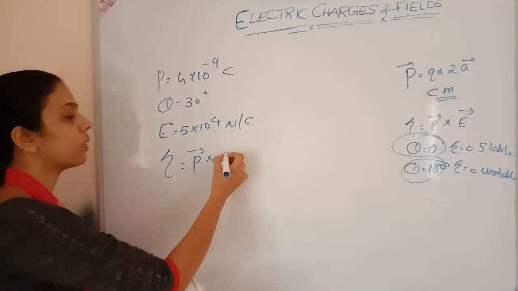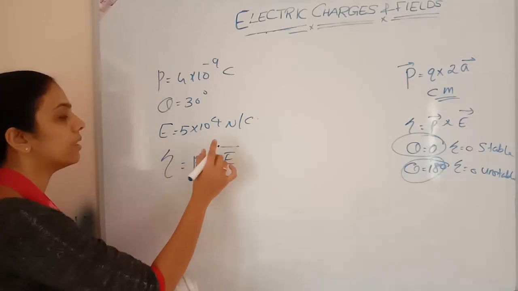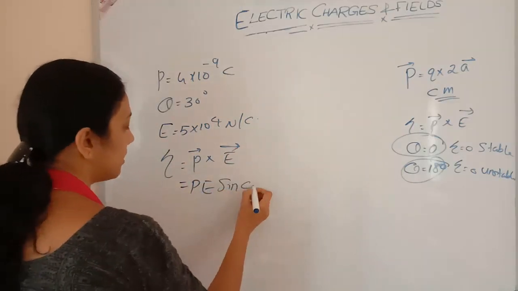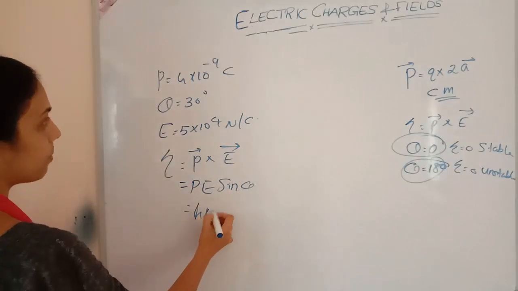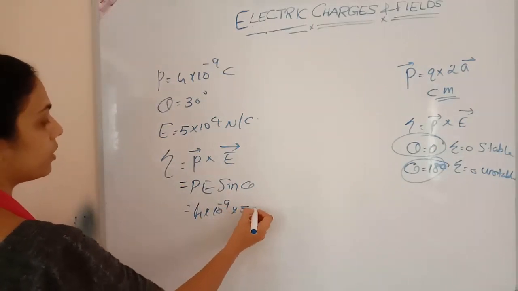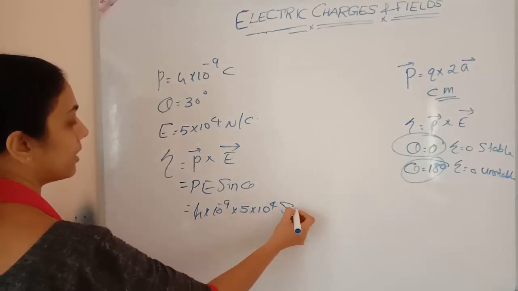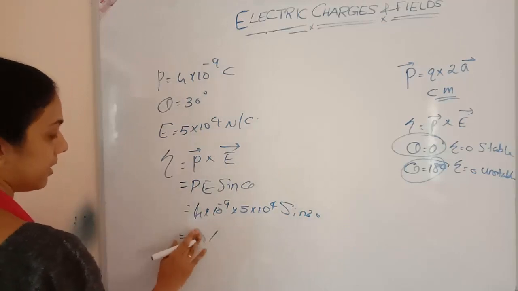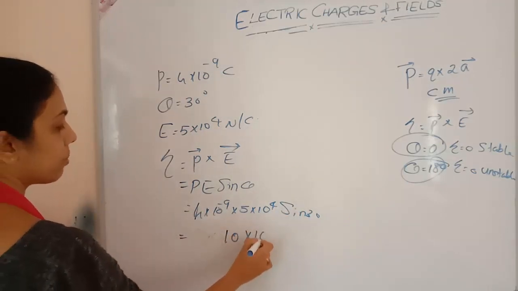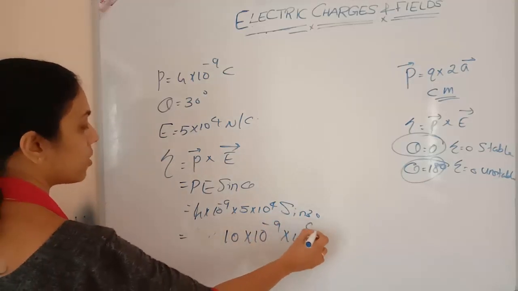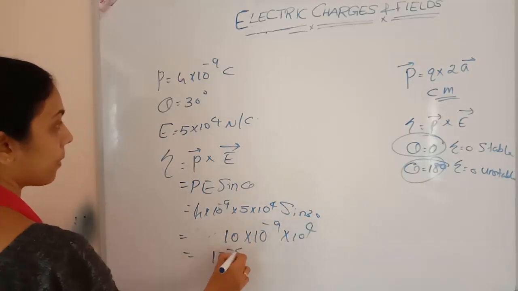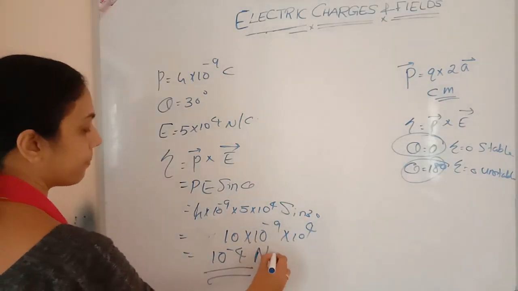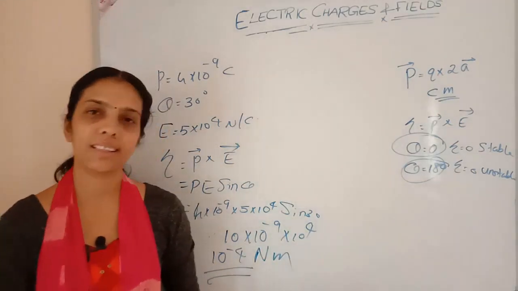Torque equals p cross E, or we can write it as pE sin theta. So p is 4 into 10 to the power minus 9, into 5 into 10 to the power 4, into sin 30. Sin 30 is 1 by 2. So 2 into 5 is 10, so 10 into 10 to the power minus 9 into 10 to the power 4. So we will get the final answer as 10 to the power minus 4. What is the unit? It is Newton meter. Okay, clear? Easy questions, right?